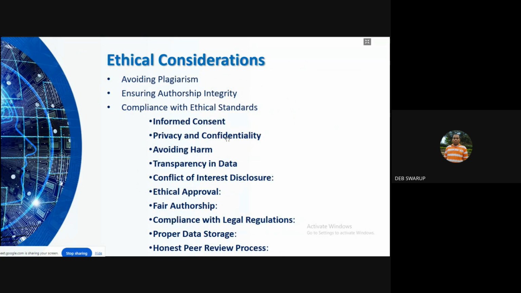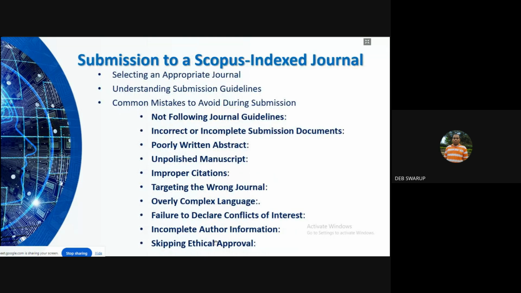Then let us discuss the ethical considerations. What are the ethical considerations? Previously, whatever I have said here, skipping ethical approval. Ethical approval means the ethical committee clearance that is needed for basic sciences and humanities if you are conducting research on animals and humans.